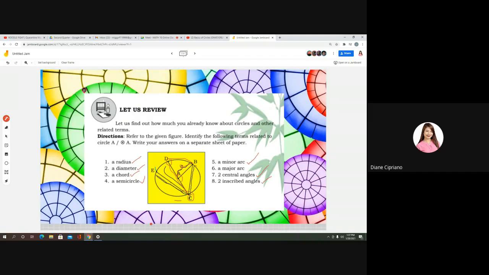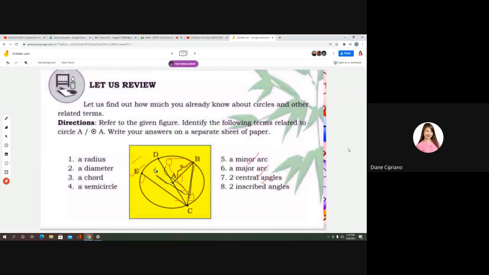Okay, question with that. So let's have a review again. For the radius, it is from the central point to any edge of the circle. So this is, hey, what's that?